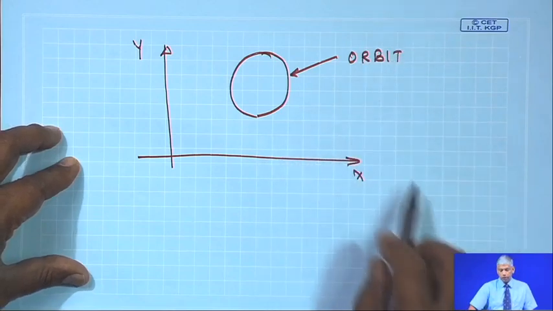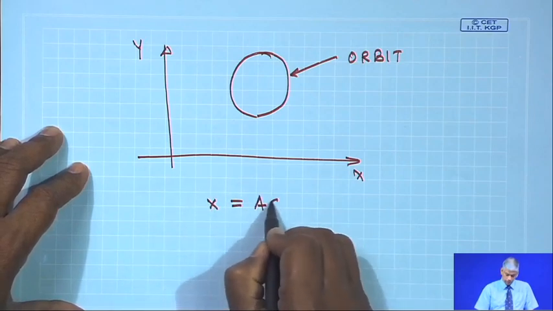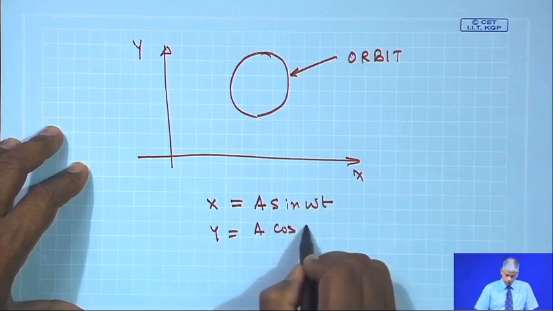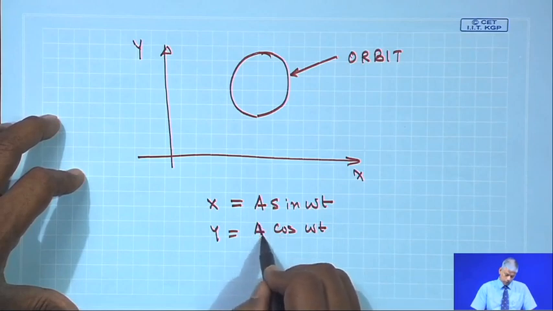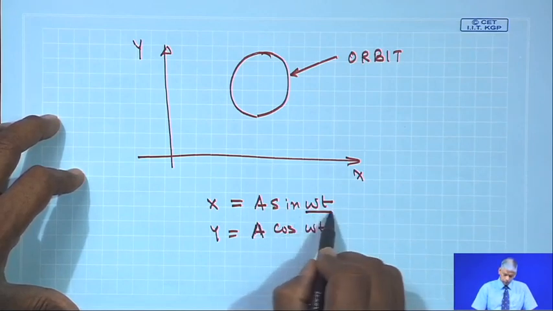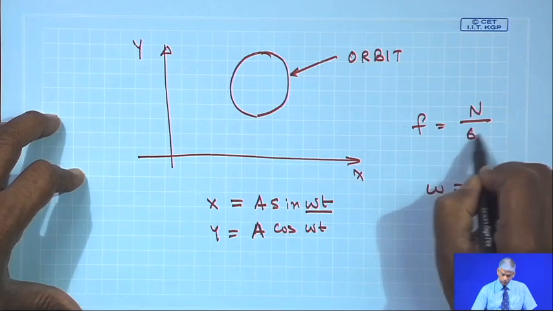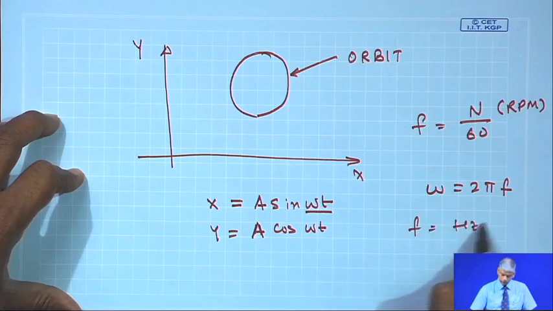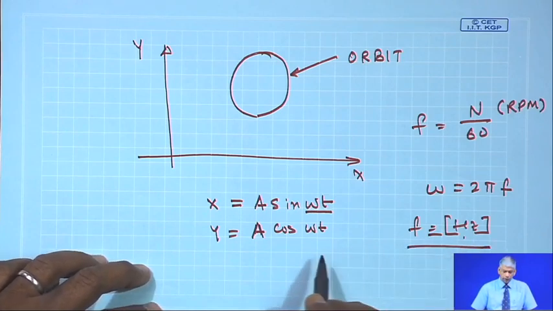Now, a lot of things can happen depending on the relationship between x and y. For example, if I take x equal to a sin omega t and y equal to a cosine omega t, and I plot them, I will get a perfect circle. Here omega is 2 pi f, where f is n by 60, with n in rpm, so the unit of f is hertz. These machines run at a certain constant speed omega.